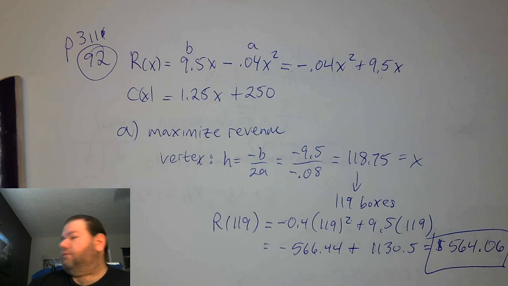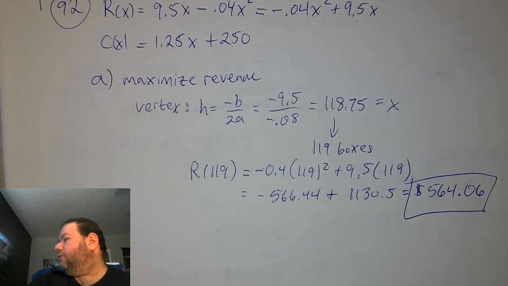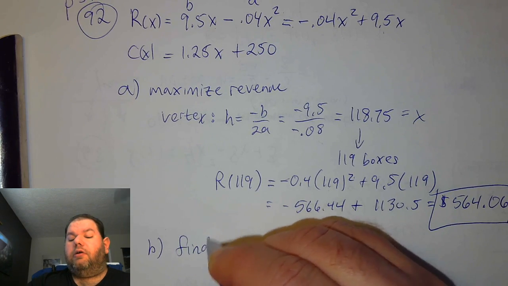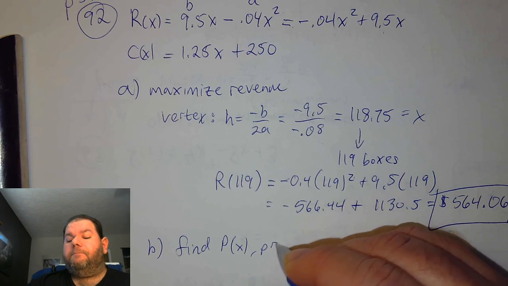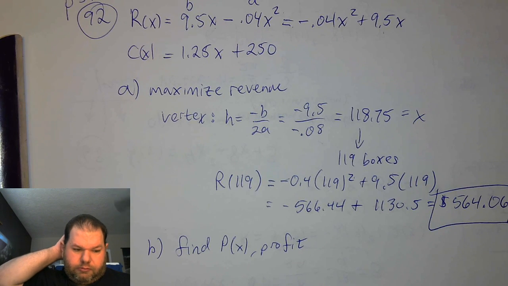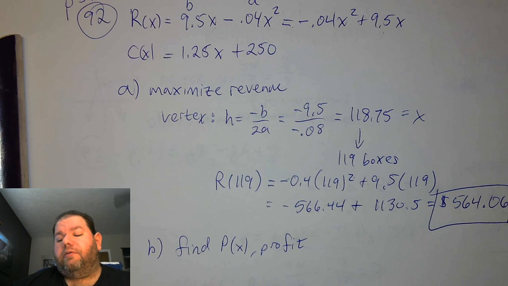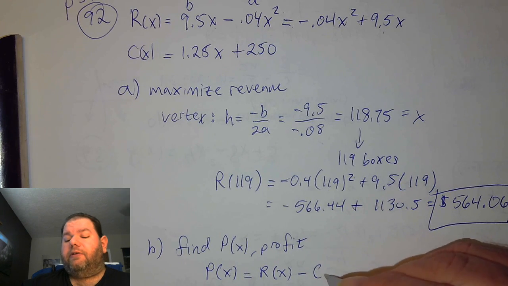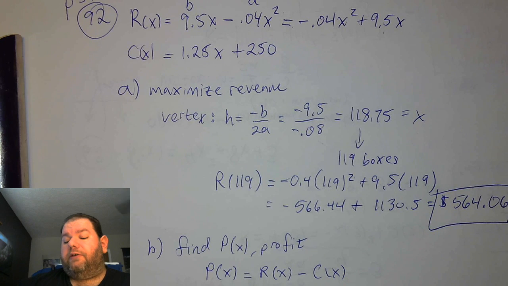Now, Part B. Part B wants us to find the profit function, P of X. Because it turns out that what the company generally is going to be more interested in is maximizing profit, not revenue necessarily. And we'll talk about why once we find Part C and solve that. So P of X, the way that we calculate that is taking our revenue R of X and subtracting our costs C of X. Okay, so we're saying if we take the money that we bring in and subtract the money that we pay out, then what's left is our profit, whether it's positive or negative.